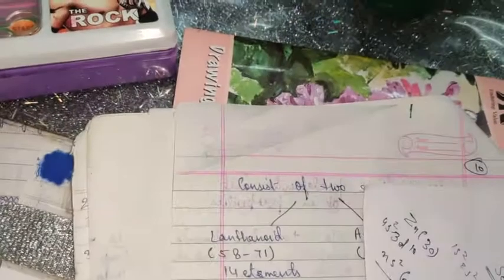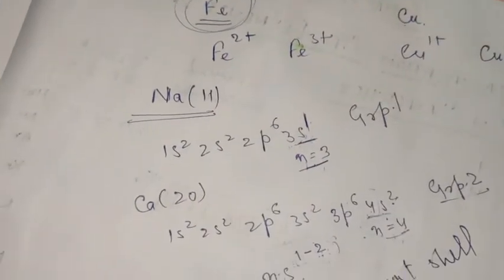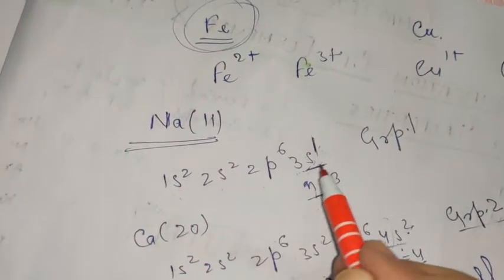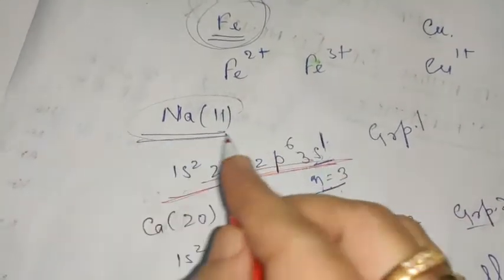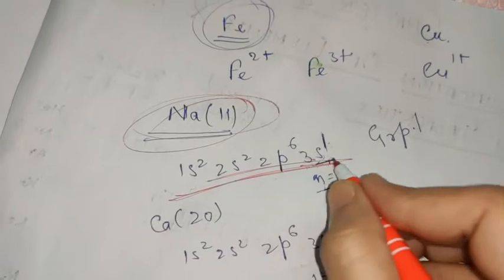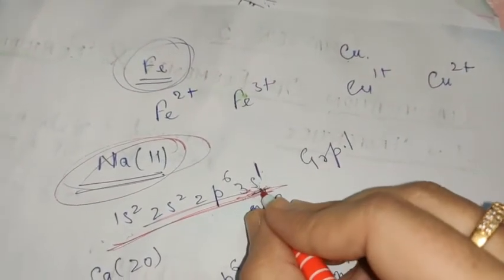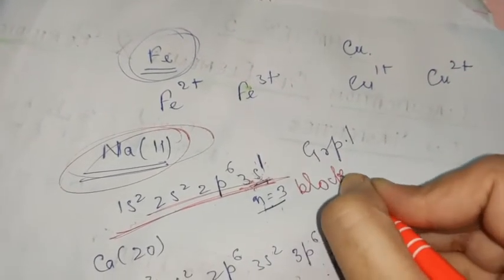So here I am taking up an example. I have written some electronic configurations already here. In this case, sodium is mentioned: 1s2, 2s2, 2p6, 3s1. Now if you have to find out the group and period of this element, first of all the block. You can see here the last electron is entering into the s subshell. So the block in this case is s block.